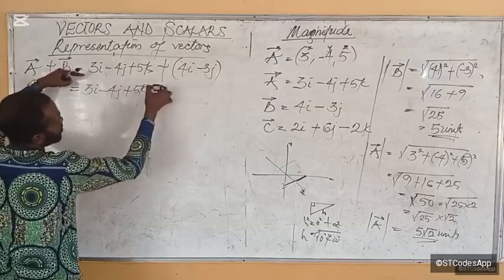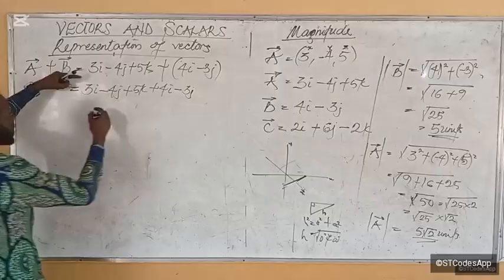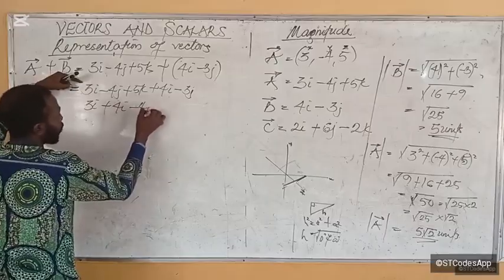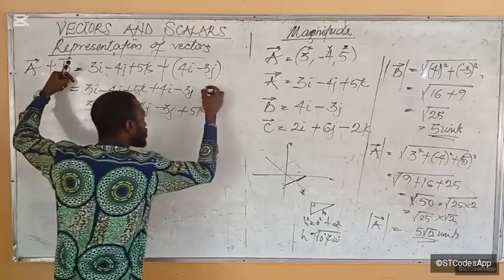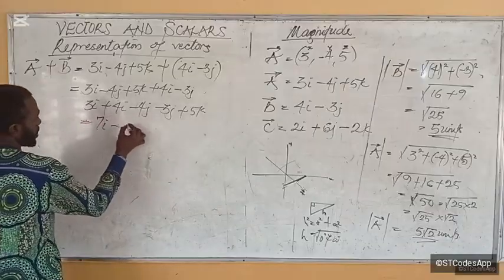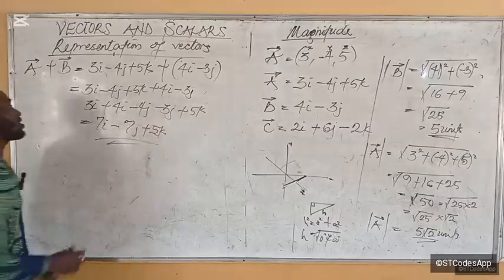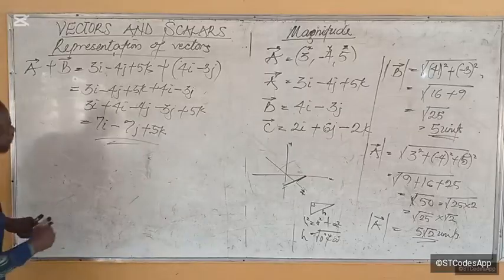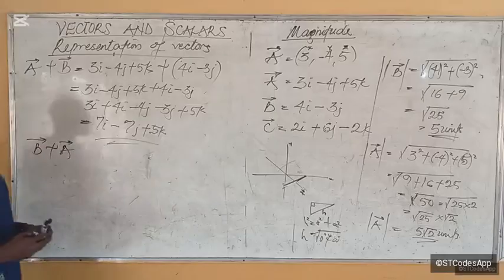You add i to i and j to j. So it becomes 3i plus minus 4j, let's open the bracket first, plus 4i minus 3j. I intentionally did this so you can see that if it were a negative, it will alter the value of what is in the bracket. So we have 3i plus 4i, I'm collecting like terms, minus 3j plus 5k. So this becomes 7i minus 7j plus 5k. So that will be vector A plus vector B.